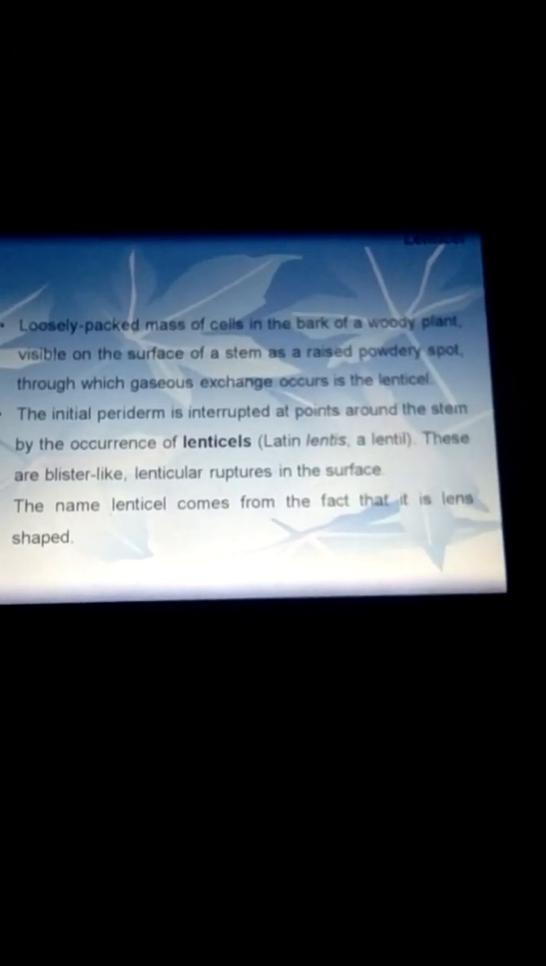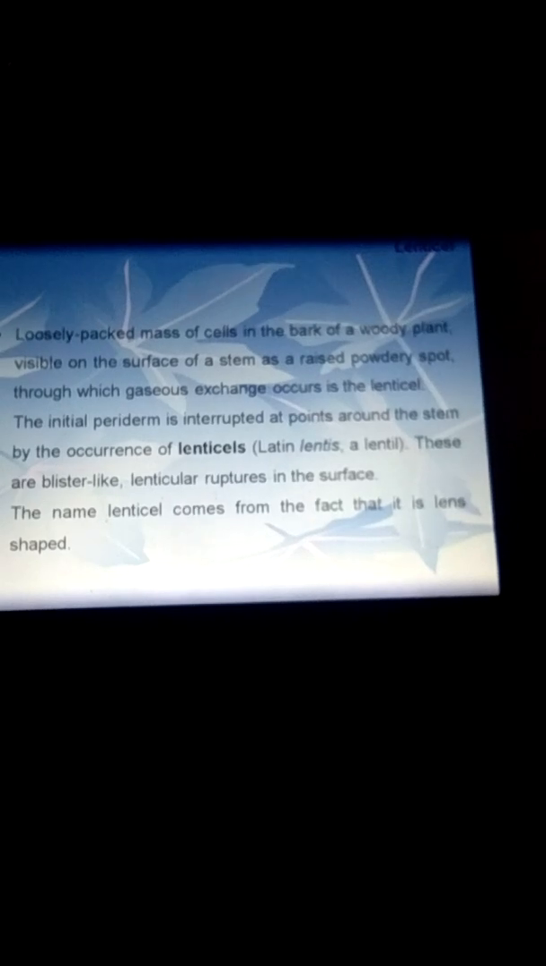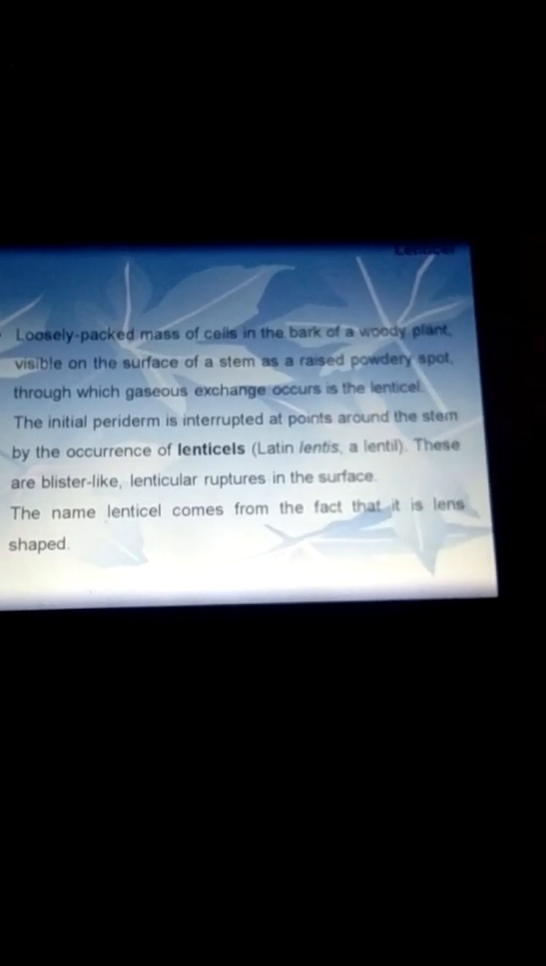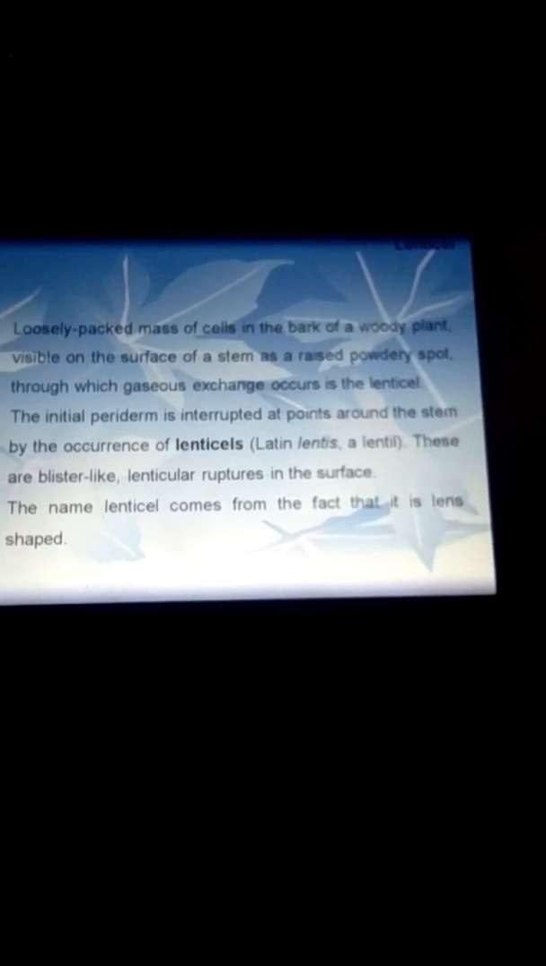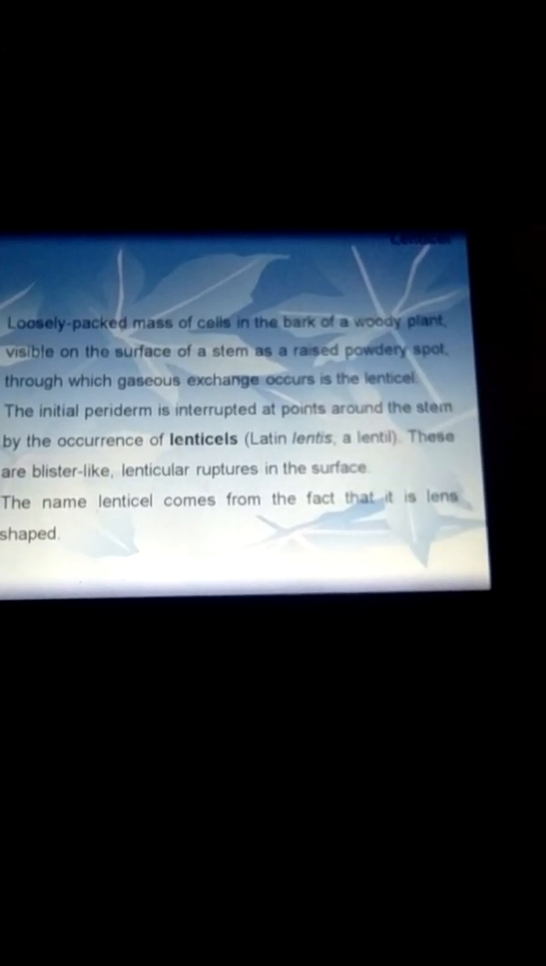Now the loosely packed mass of cells in the bark of woody plants, visible on the surface of the stem as raised powdery spots through which gaseous exchange occurs, is called lenticels. The initial periderm is interrupted at points around the stem by the occurrence of lenticels. As they have a lens-like appearance, they are called lenticels. These are blister-like lenticular ruptures in the surface. The name lenticel comes from the fact that it is lens-shaped, as I have told you.